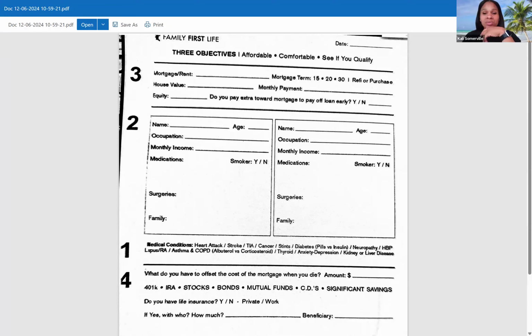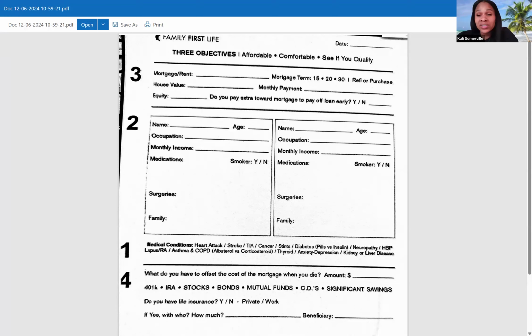Would you like to pay off the loan? Do they pay any extra on the mortgage? When you're asking if they pay any extra, you're finding the money as well, right? I'm going to talk a little more about finding the money after this. Then block 4 tells you how to go: medical questions, name information, and number 4, what do you have to offset the cost of the mortgage if you were to die?